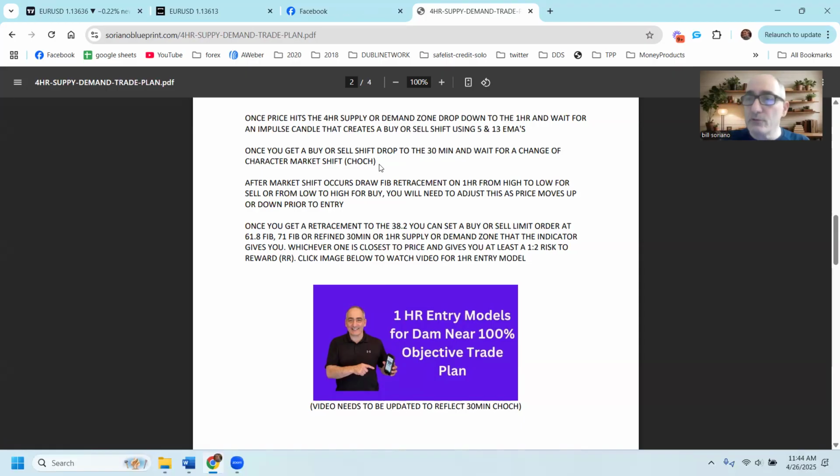now you can draw your fib retracement. You can wait to draw the fib retracement until price starts to pull back, or you could just draw it and then keep changing it. If price continues in the direction it was going, you have to adjust the fib tool, the fib zone. But once you get a retracement to the 38.2, that's when it's safe to set a buy or sell limit order at the 61.8 or the 71. We're going to change this to the 71 in the new video. We're just going to wait for the 71 to get hit, and that's it. So that's what the new one is going to show.